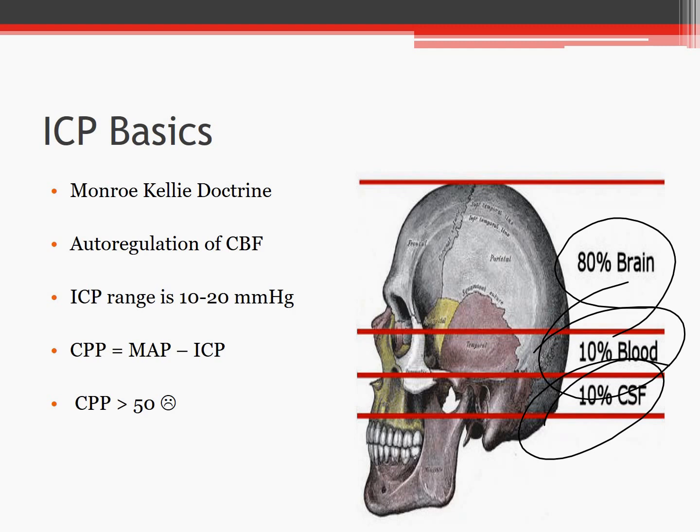A normal CPP is considered 60 to 100 millimeters of mercury. Less than 50 is actually associated with ischemia and can be associated with neuronal death. And less than 30 is considered to be incompatible with life.